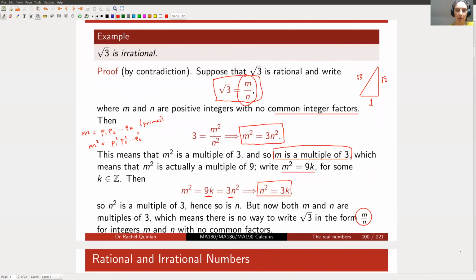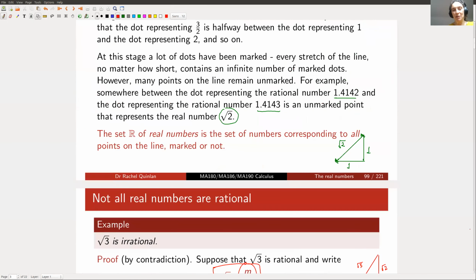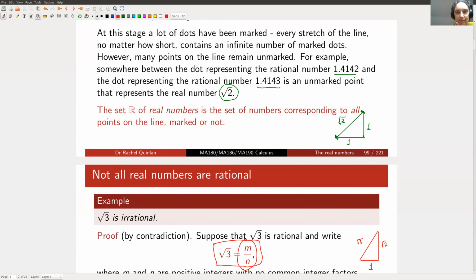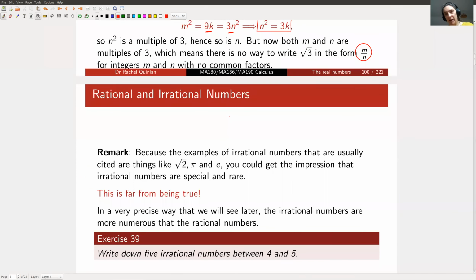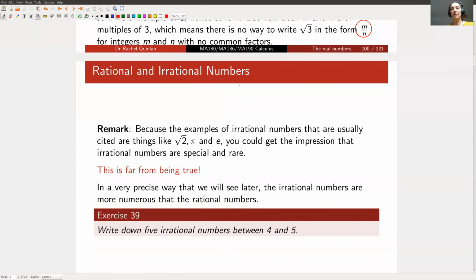Square root of 2 is stuck between 1.4142 and 1.4143. Okay, and it's not rational. So what are we saying? We're saying that as well as the rational numbers, which are all these pink points on the number line that are densely packed in, we have all these irrational numbers.